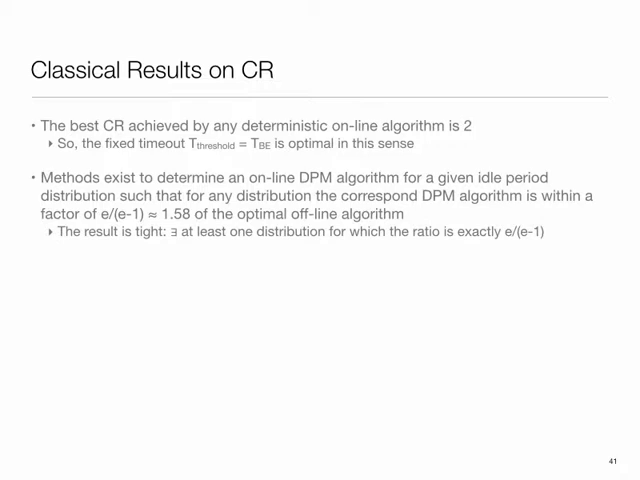Now, if we are somehow given the idle period distribution, so I somehow am given that, now we are going into the stochastic realm. Then one can show that there exist algorithms whose competitive ratio is around 1 over e minus 1, which is around 1.6. So in that case we can do better.